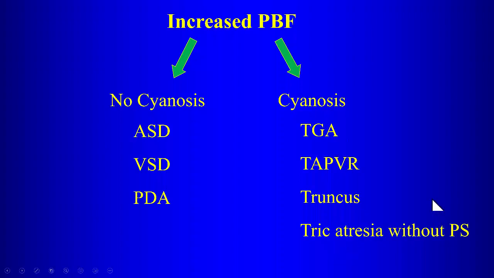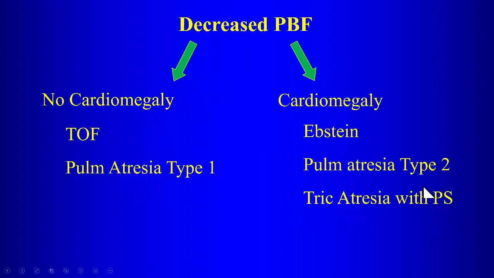We talked about the T lesions. They should not have pulmonic stenosis. If we have decreased pulmonary blood flow, we will have cyanosis. If there is no cardiomegaly, tetralogy of Fallot or tetralogy-like lesions, so those tend to be lesions with ventricular septal defects and pulmonic stenosis. That's the basic physiology of tetralogy of Fallot. Also, pulmonary atresia type 1 could fall in that category.